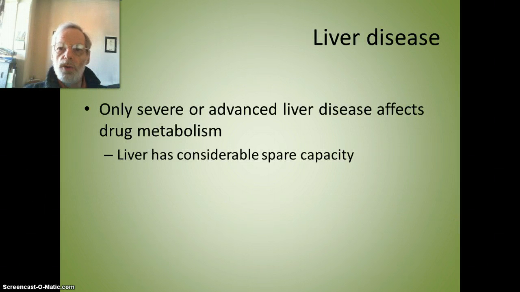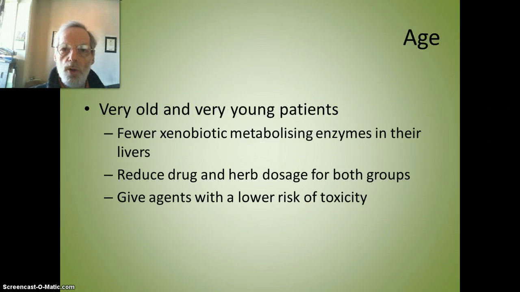Liver disease will only affect xenobiotic metabolism if it's severe or advanced, because the liver has quite a lot of spare capacity. And finally, the very old and the very young may lack sufficient liver enzymes to cope with xenobiotics, so we should reduce herb and drug dosage for both groups and or give agents with a lower risk of toxicity.